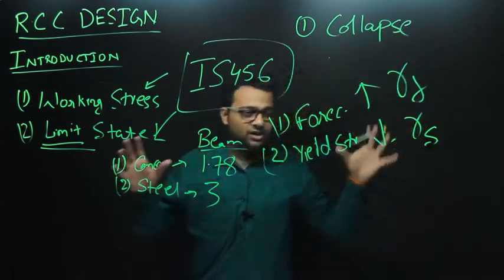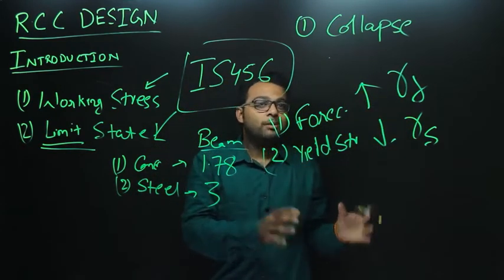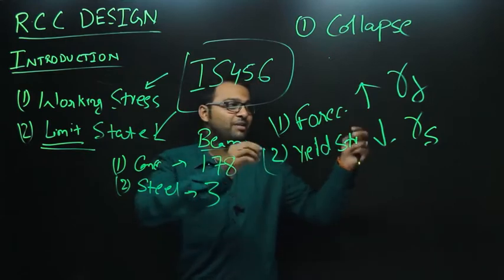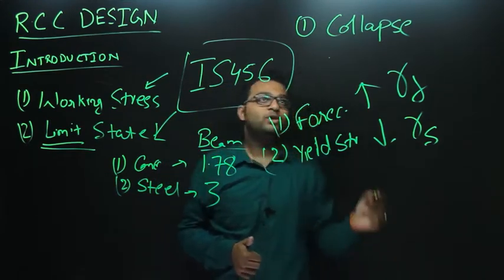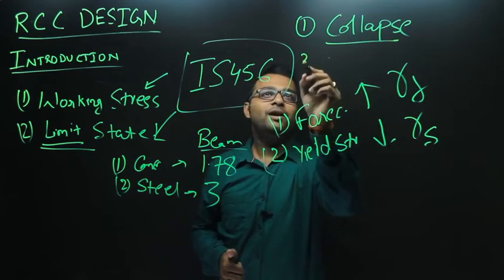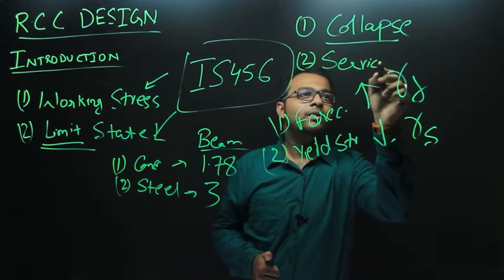Collapse, basically a structure or a member, not exactly the complete structure should collapse, but even a single member. Let's suppose I am designing a complete 2-story building, and even if a single member fails, that is collapse. And the other one can be serviceability.